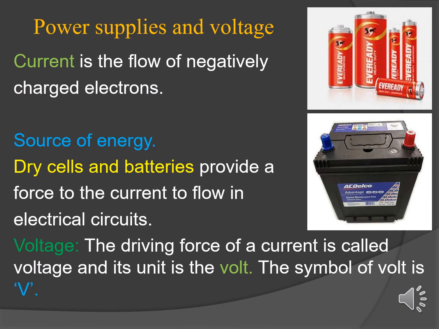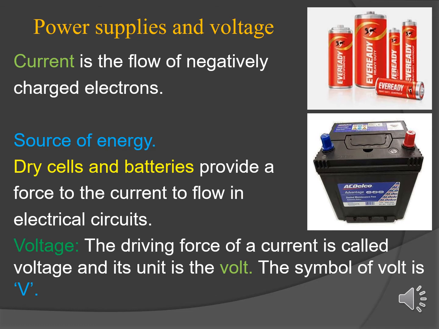Dear students, today our topic is power supplies and voltage. In our previous chapter, we have studied that a current is the flow of negatively charged electrons. In order for these electrons to flow, we need a source of energy. These sources of energy are power supplies. For example, dry cells and batteries, which are shown on this slide.